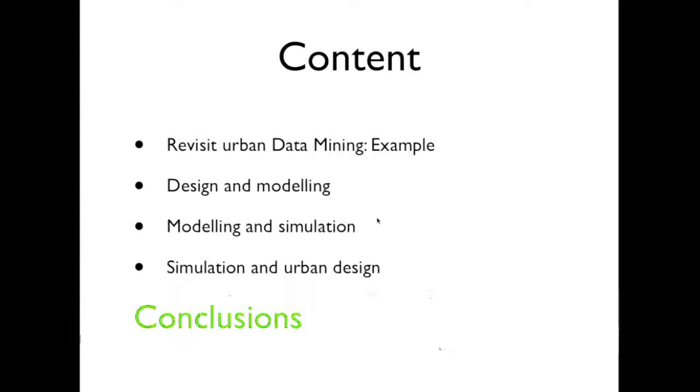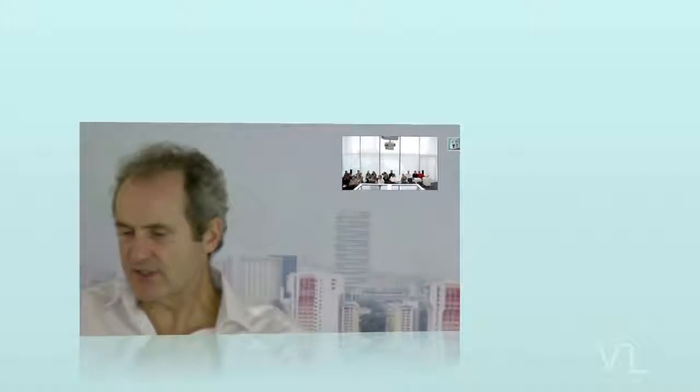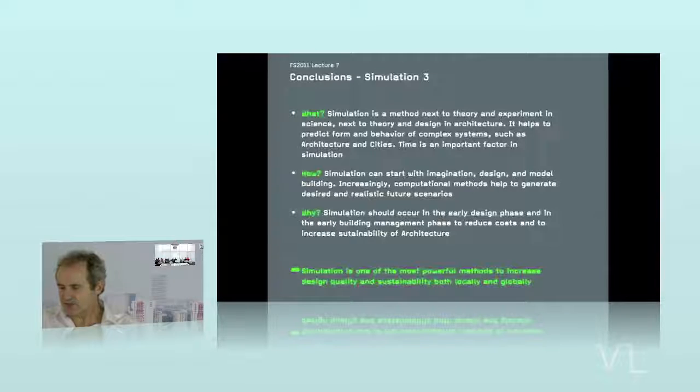Let's come to conclusions. What is simulation? Revisited after three lectures on simulation now. It's a method next to theory and experiment in science, and next to theory and design in architecture. It helps to predict form and behavior of complex systems such as architecture and cities. Time is an important factor in simulation. How do you do simulation? It can start with imagination, design and model building. Increasingly, computational methods help to generate desired and realistic future scenarios.